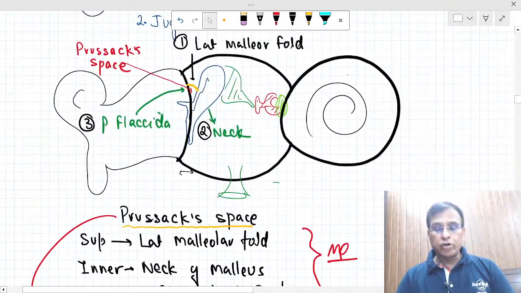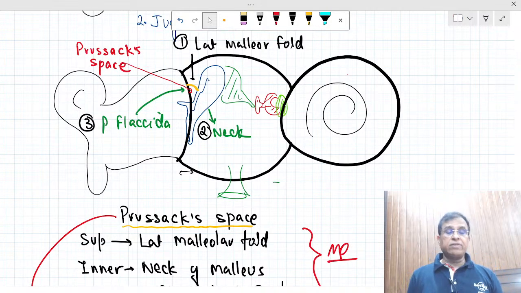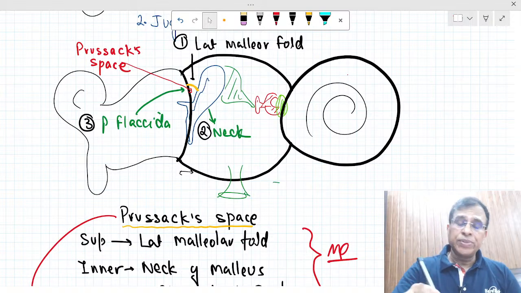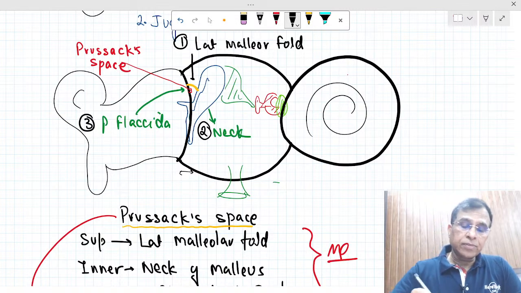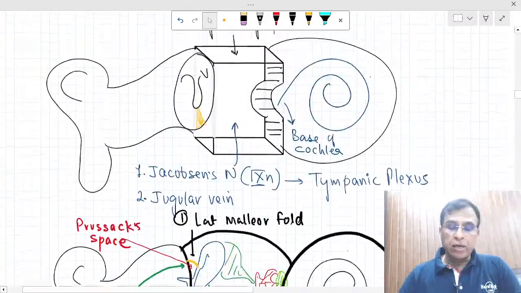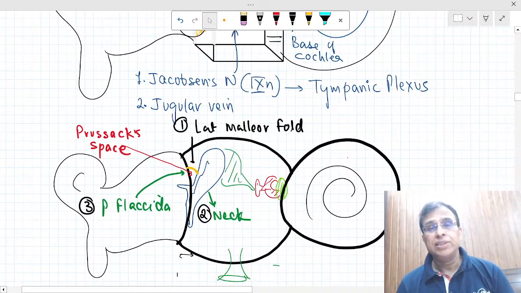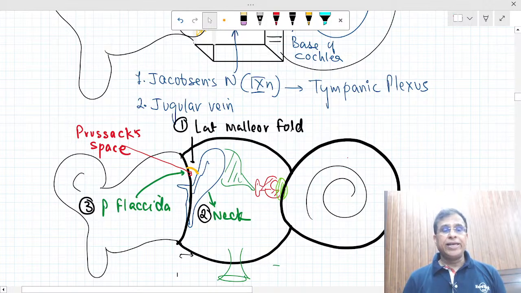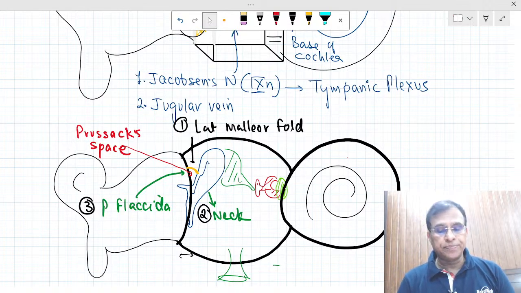So this diagram I had drawn so that, A, you can remember the boundaries of Prussak's space very easily, and B, you can remember the grades of retraction of the tympanic membrane also easily. That was the aim of drawing this diagram, right? And now I want to talk about the remaining two boundaries. Which are the remaining two boundaries? Anterior wall, posterior wall. I told you these two boundaries are the most important boundaries of the middle ear, the anterior wall and the posterior wall. Let us start talking about this boundary.